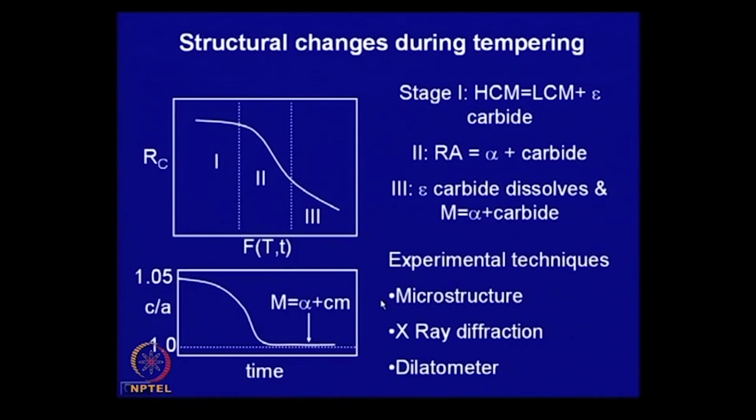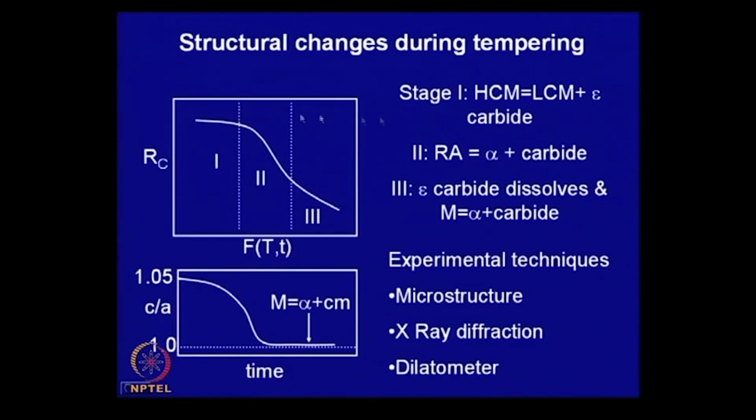Now, the question comes, what are the structural changes that take place during tempering, which are listed here. If you follow this hardness plot against the time temperature parameter, you can possibly divide it into three regions: an initial region where there is little change in hardness, a second region where there is a substantial change in hardness, and a third region where there is also a substantial change in hardness.